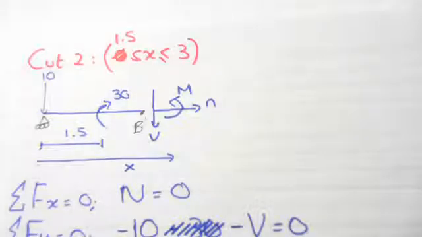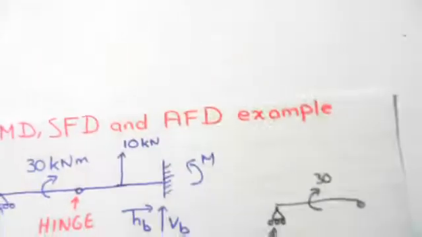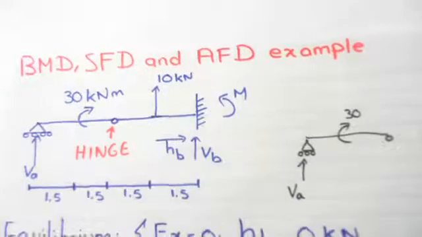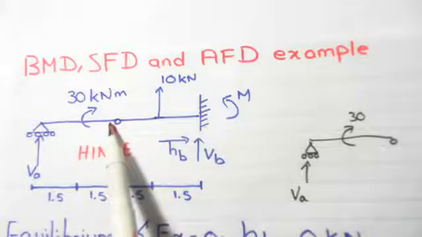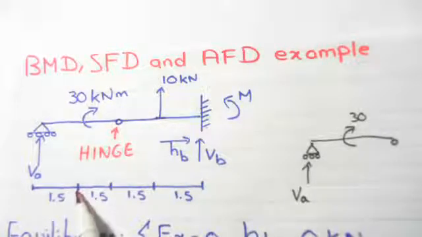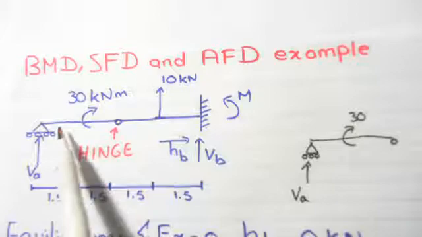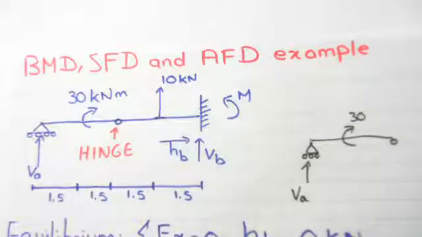So continuing on with our example, we're now up to the second cut. Okay, so just going to display to you the original diagram we had over here. The second cut is from where this moment starts up to just before the hinge. The interval is from 1.5 meters out to 3 meters, but we have to include the first cut as well when we draw the whole diagram.